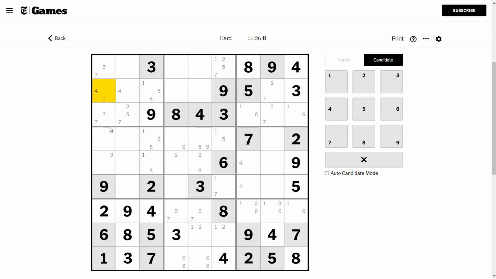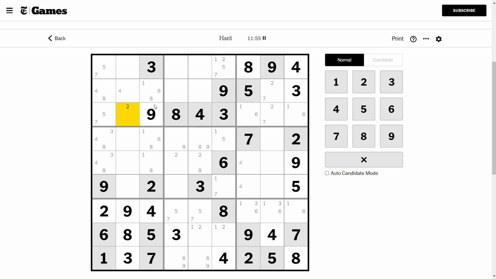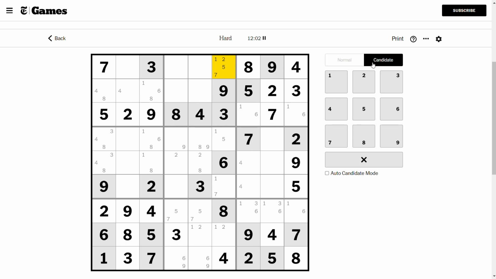So these 3 are 3, 4, and 8. Alright, actually, this 5-7 pair means that there can't be other 5s and 7s in the same box, or same column, or same row. So this 5 and 7 are removed from here because of the pair. So this is a 2, placing these. So this can't be a 7.